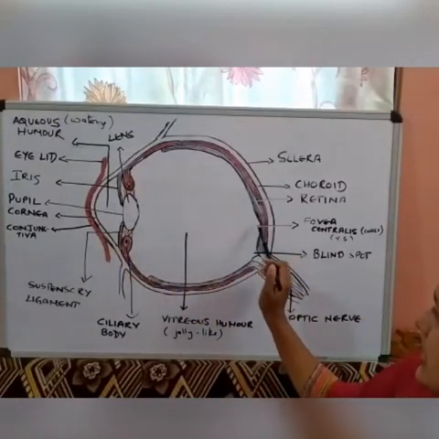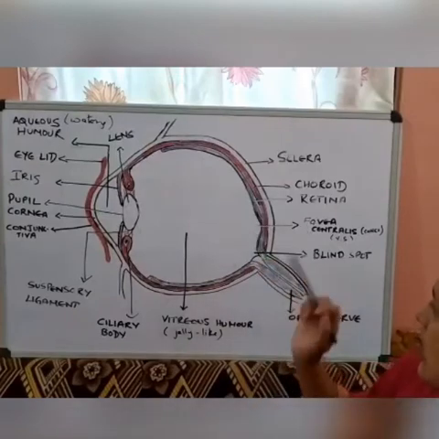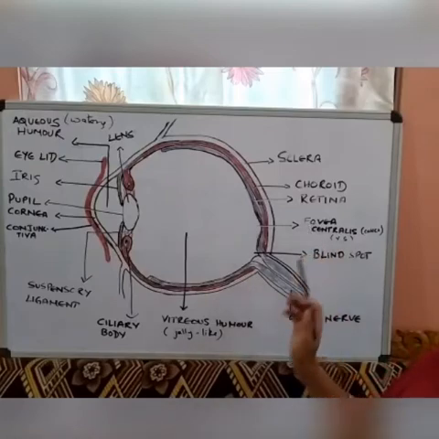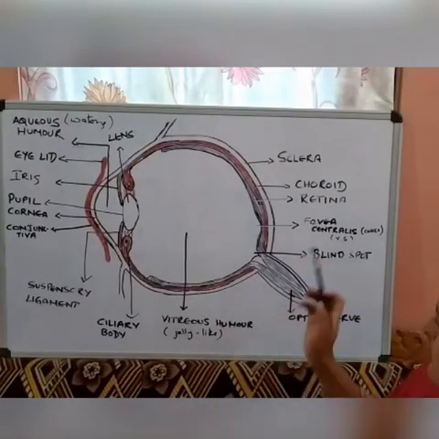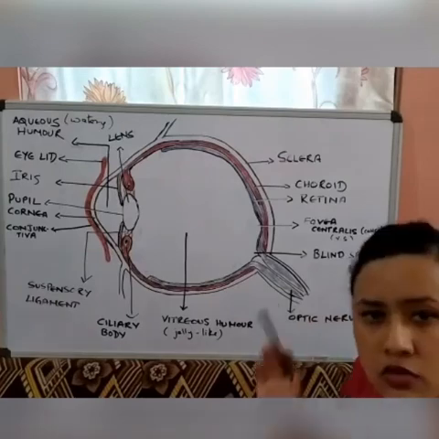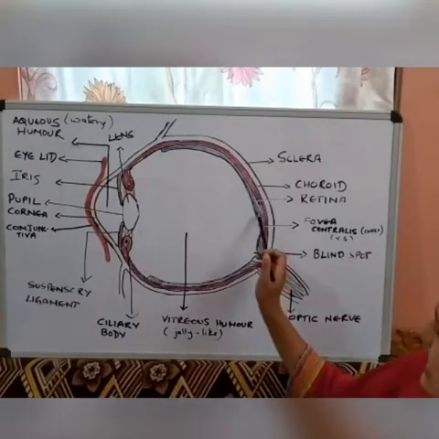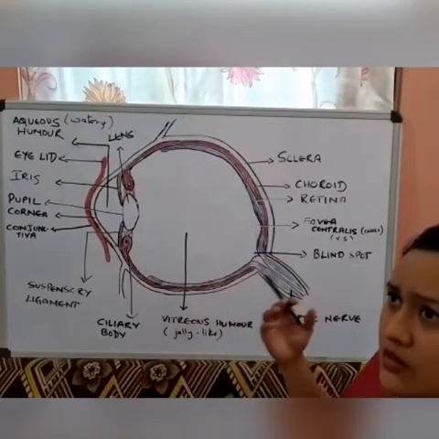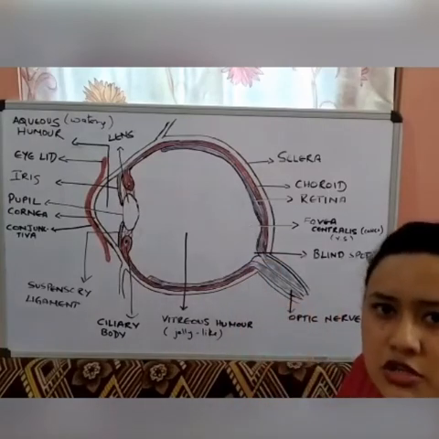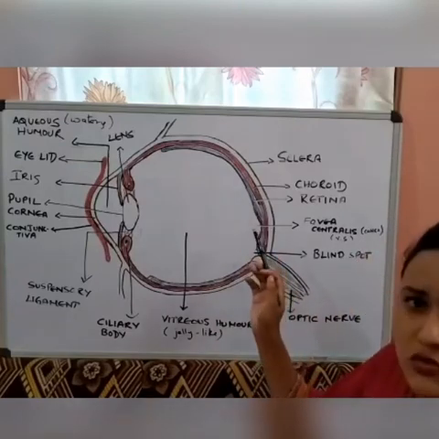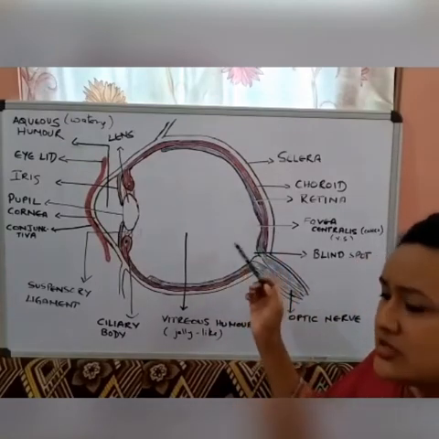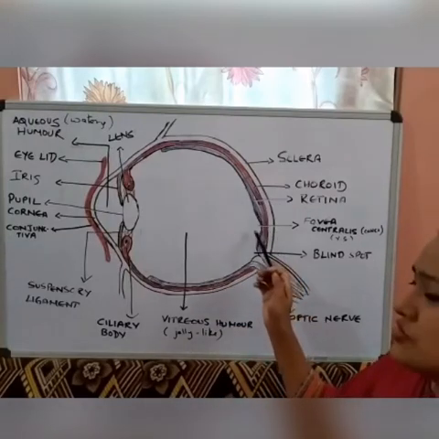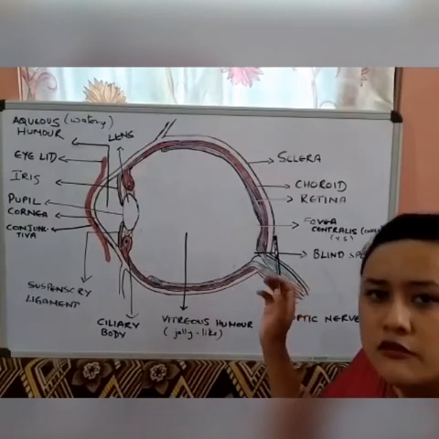This region is known as the yellow spot, or we call it the fovea centralis, or the macula. This is the place where we have the sharpest vision, because of the presence of the cones, the cells that are sensitive to light and help to create images there. So this is the region where we get the sharpest vision.